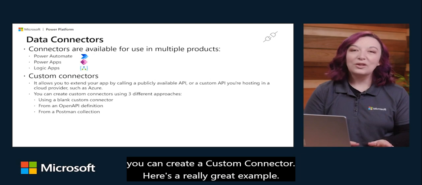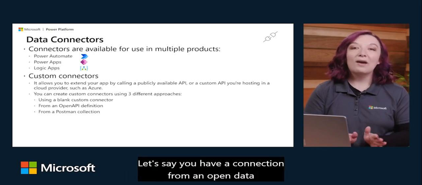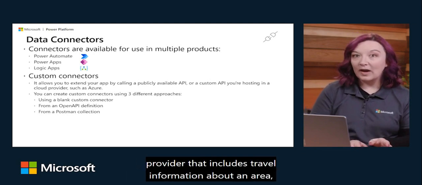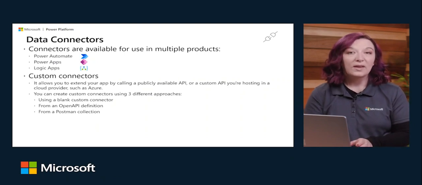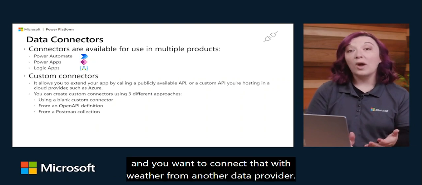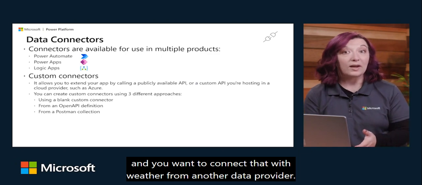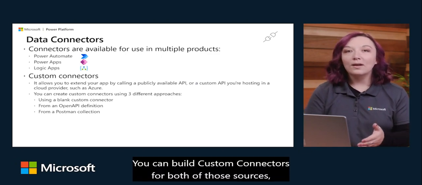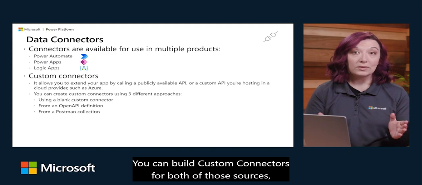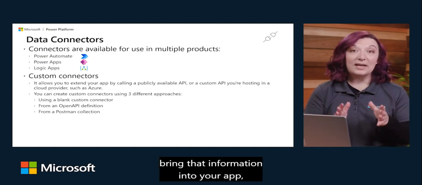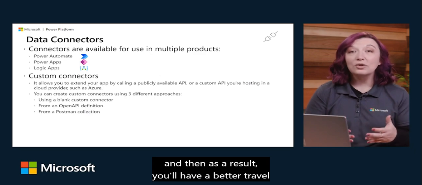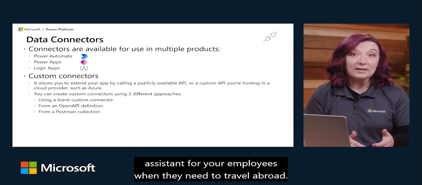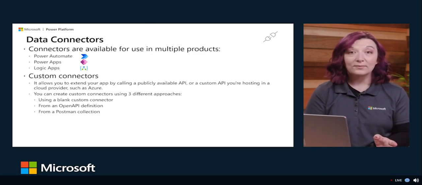Here's a really great example. Let's say you have a connection from an open data provider that includes travel information about an area, and you want to connect that with weather from another data provider. You can build custom connectors for both of those sources, bring that information into your app, and then as a result, you will have a better travel assistant for your employees when they need to travel abroad.